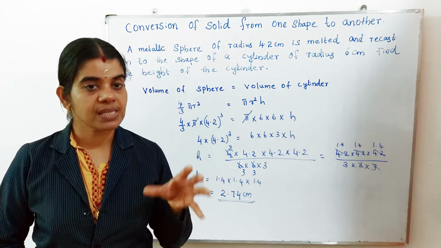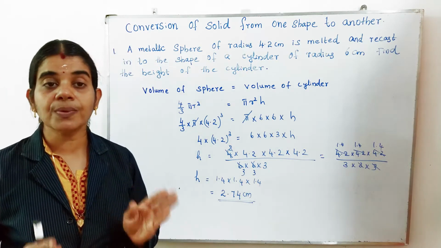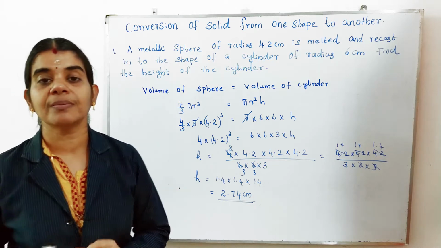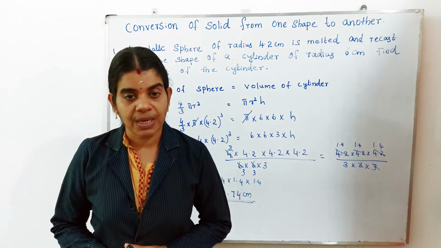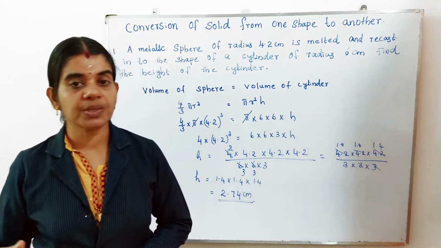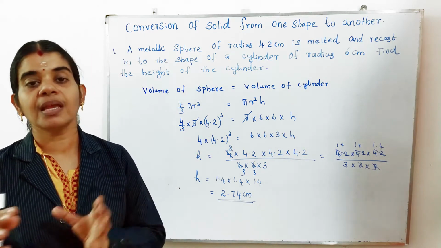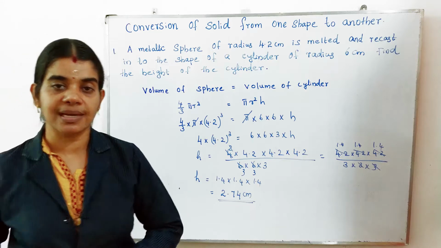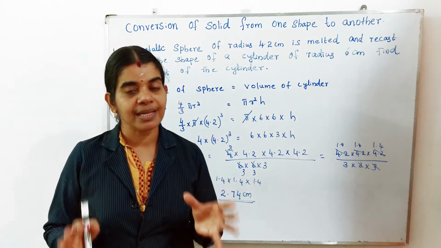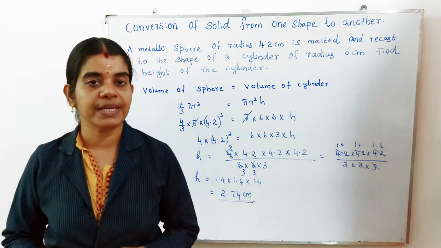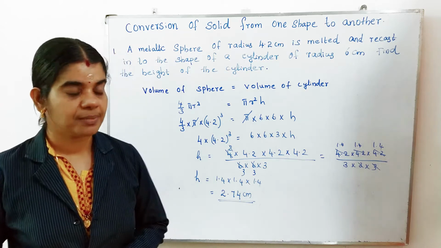Whichever one is changing to another one, you know that the volume of both solids will be equal. Suppose we are changing one sphere to a cylinder, then the volume of the previous sphere will be equal to the volume of the new cylinder. That relation we are combining and finding the unknown quantity.